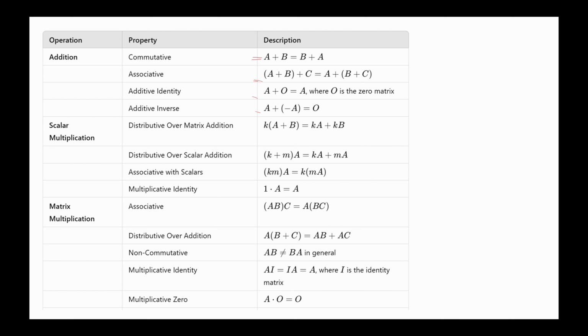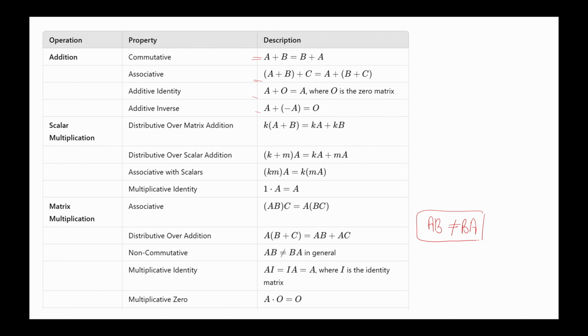Now if I have a matrix A which is of order, let's say n cross n square matrix, and I multiply it by a constant k, then I hope you all remember each and every element gets multiplied with that constant k. Over scalar addition, (k plus m) times a matrix would give us kA plus mA. Again, the same things.